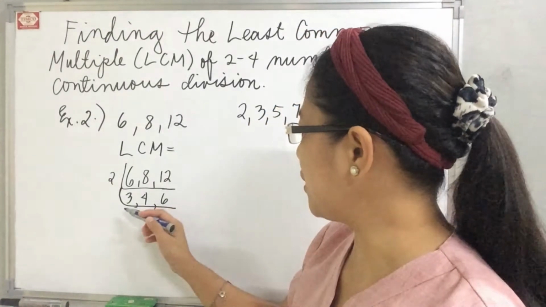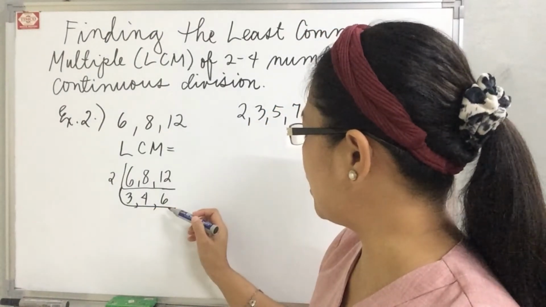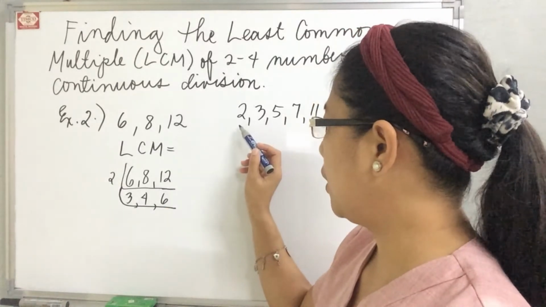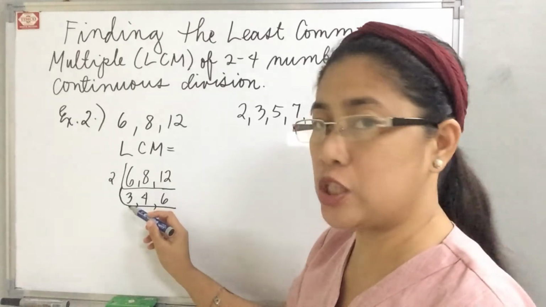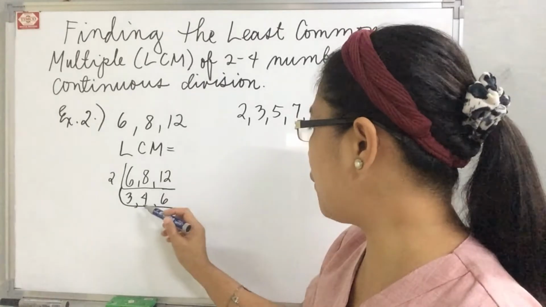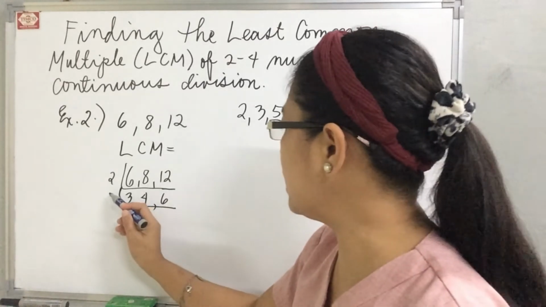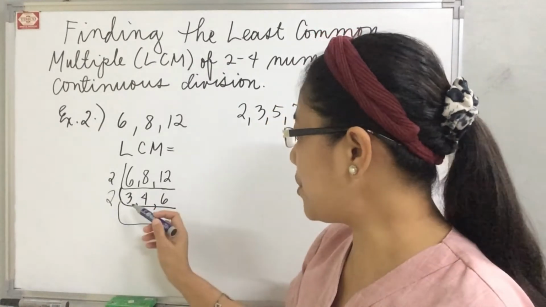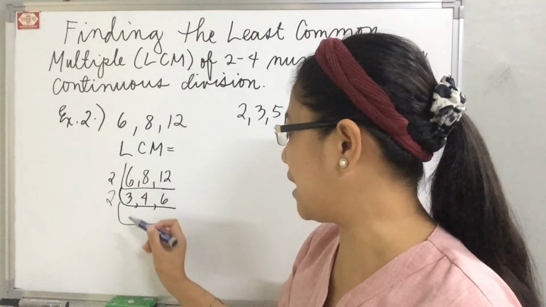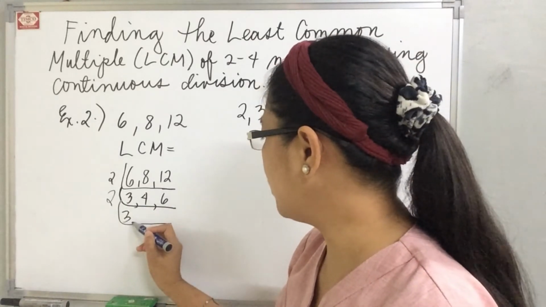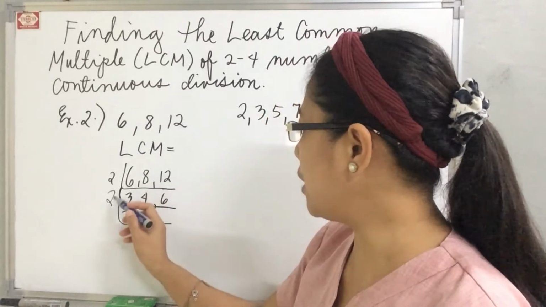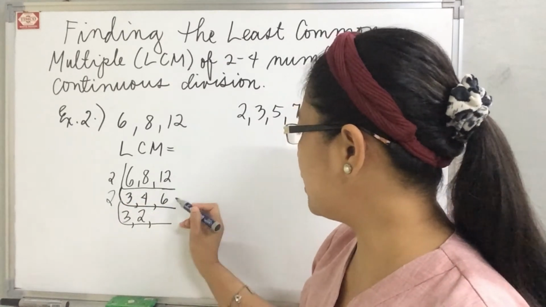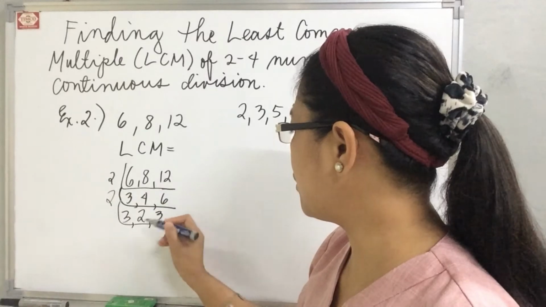Now, look at our quotients here. We have 3, 4, and 6. Are these numbers divisible by 2? No, because number 3 is not divisible by 2. However, numbers 4 and 6 are divisible by 2. So, we still need to write number 2 here. And the number that is not divisible by 2, which is 3, we have to bring it down. And divide 4 by 2. So 4 divided by 2 is 2. 6 divided by 2 is 3.